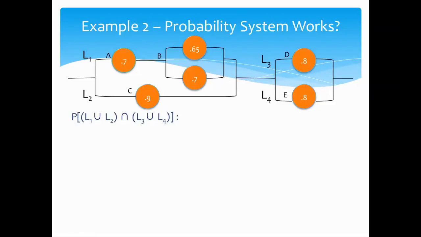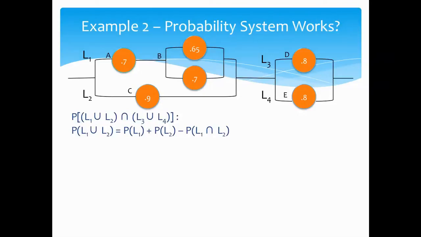First, we need to find the union of line 1 and line 2. So we want to do the probability of line 1 working plus the probability of line 2 working minus the probability that both are working. We subtract this because the intersection of line 1 and line 2 has been accounted for twice instead of once. Once in the probability of line 1 working and again in the probability of line 2 working.